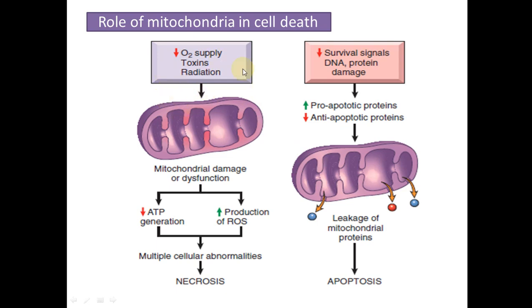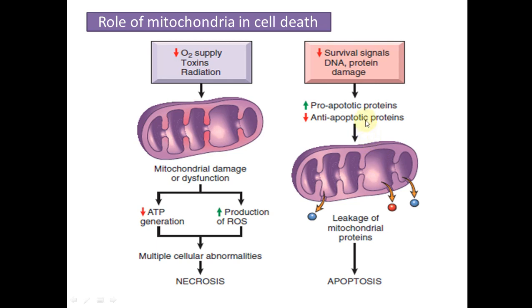Here again we revise the mitochondrial damage, which is mostly caused by decreased oxygen supply, ischemia, hypoxia, toxins, and sometimes by radiations. The mitochondrial damage will result in decreased ATP generation and increased production of reactive oxygen species, and both of these will lead to multiple cellular abnormalities, and that will ultimately lead to irreversible necrotic cell death.